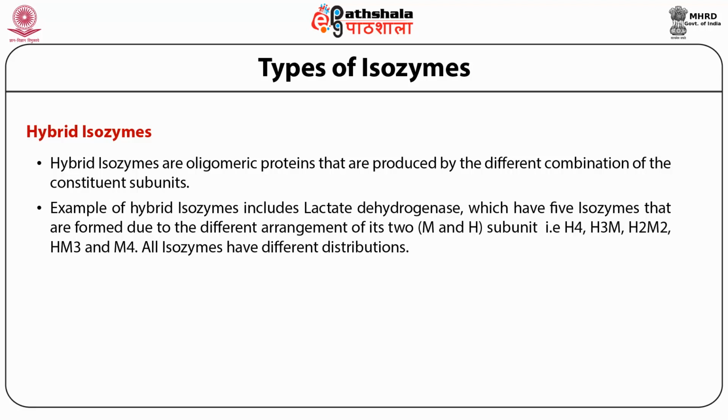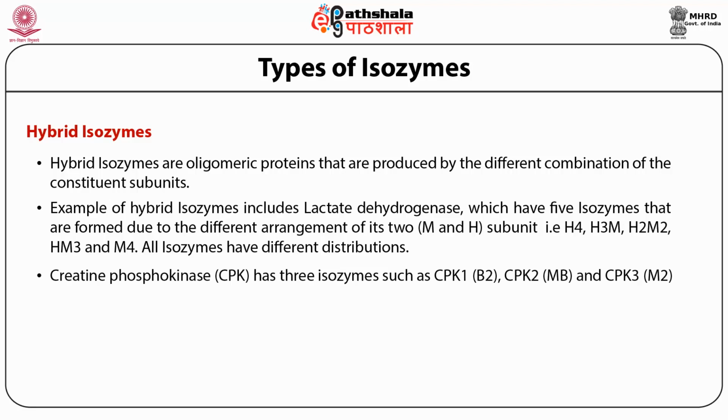The second example of hybrid isozymes is creatine phosphokinase, which has 3 isozymes. In one isozyme, we have both subunits as B subunits, while in another isozyme, we have one B subunit and one M subunit, while in the third isozyme, we have only M subunits. So, in this way, you can see how oligomerization of subunits leads to the formation of different isozymes.